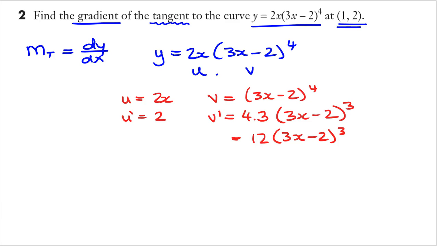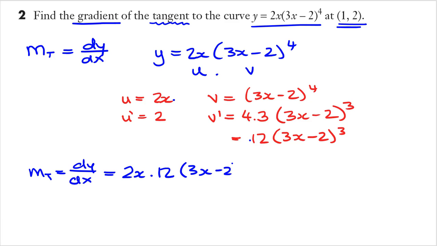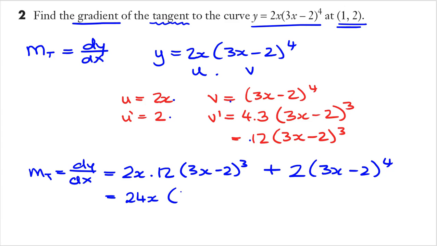Okay, let's combine those. The first derivative, or if you like, the gradient of the tangent, can be found using this function. So it's going to be 2x times this expression plus u dash times v, so that'll be 2 lots of 3x minus 2 to the 4. We're not going to expand, you never expand these expressions, we'll just tidy them up here. So we'll have 2x times 12, so that'll be 24x, 3x minus 2 cubed, plus 2 lots of 3x minus 2 to the 4.